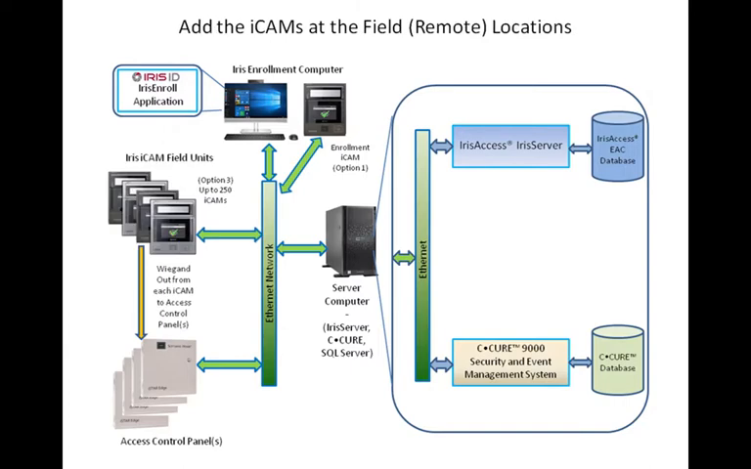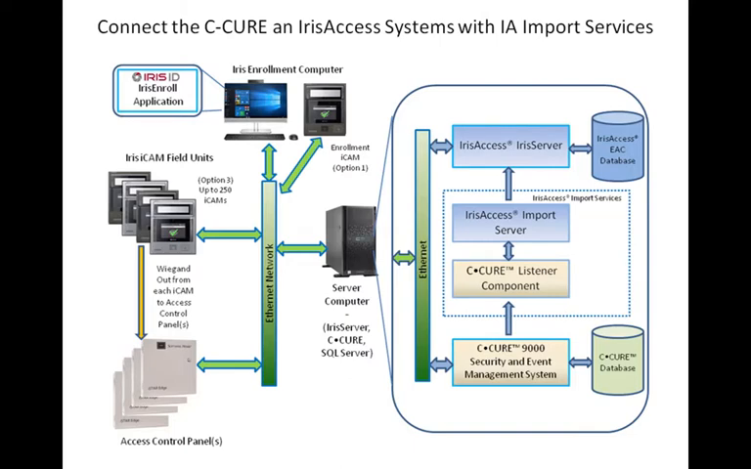Then we will replace the card readers with Iris cameras and connect the Wiegand output from the iCams to the secure access panels. Then we will complete the integration by installing the Iris Access import services to connect the secure software and the EAC software. It is at this point that we will show the actual integration process.